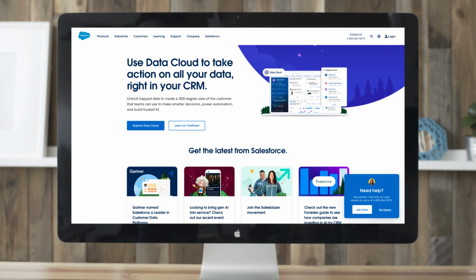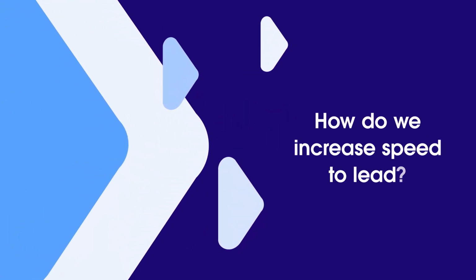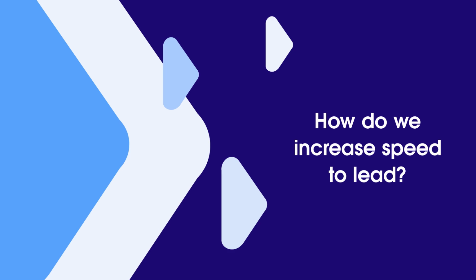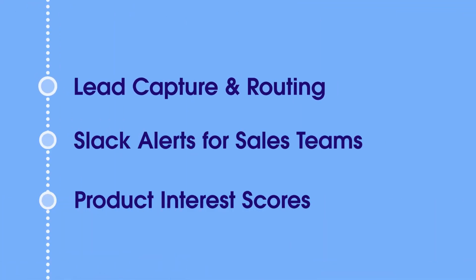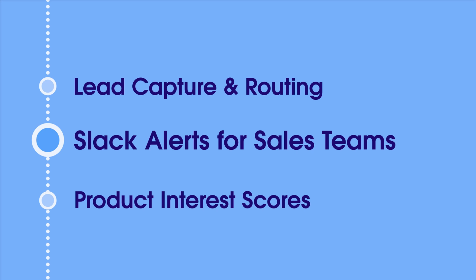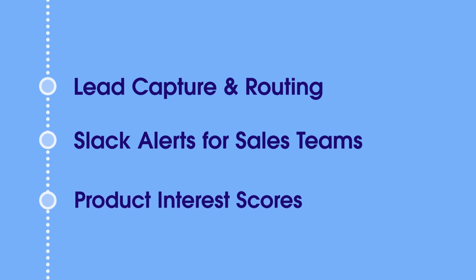top business use cases. In this demo, we'll be sharing how we at Salesforce use Data Cloud to align sales and marketing teams and increase speed to lead. And we'll break it down into 3 simple steps. 1. Capturing leads from Salesforce.com and routing them to the correct team for nurture. 2. Alerting sales reps of buying intent signals via Slack. And 3. Using AI-powered product interest scores to engage customers about recommended products.